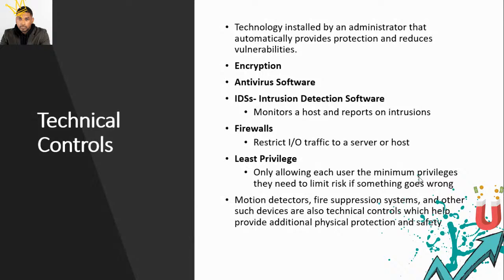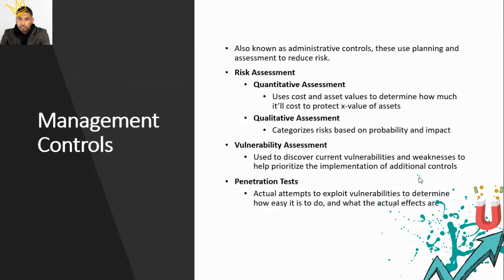So technical controls are technology installed by an administrator that automatically provides protection and reduces vulnerabilities. Encryption, things like antivirus software, IDS, intrusion detection software, which monitors a host and reports on intrusions, and firewalls, which restrict traffic to a server or host. And least privilege, the principle of least privilege, which is only allowing each user the minimum privileges they need to limit the risk of something going wrong. Motion detectors, fire suppression systems, and other such devices are also technical controls which help provide additional physical protection and safety.